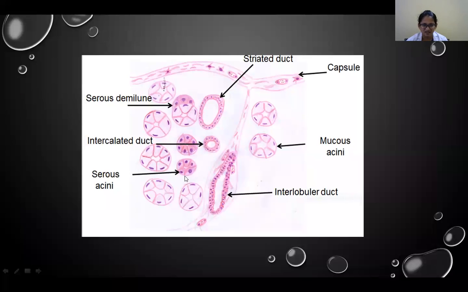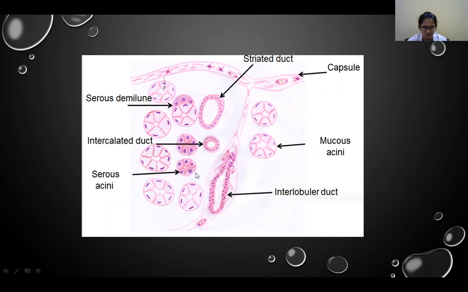In the serous gland, the cells are pyramidal in shape. The nucleus is subcentrally placed, present near the center of the cell. The cells are nearly 8 to 12 in number.